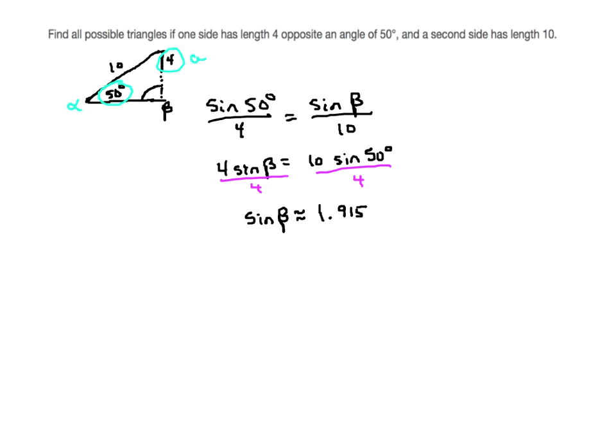But if you did not stop there and realize something very important about what you just did here, say, okay, well, I don't want to know what the sine of beta is. I want to know what beta is. So you set up the inverse sine of 10 sine of 50 divided by 4. I want everybody to put that into their calculator and tell me what they got when they put that in their calculator.